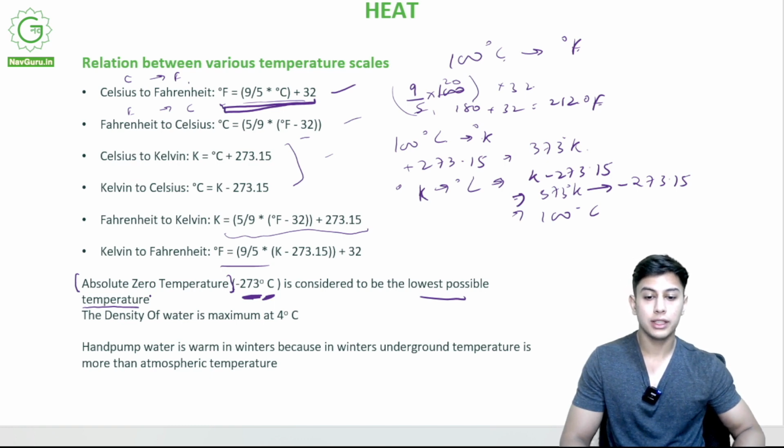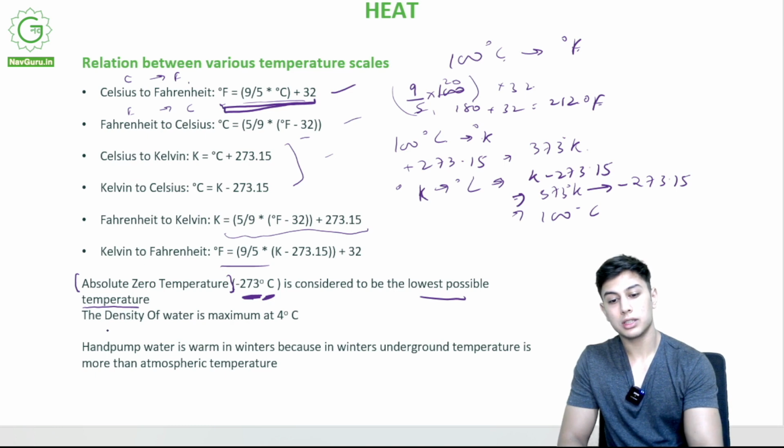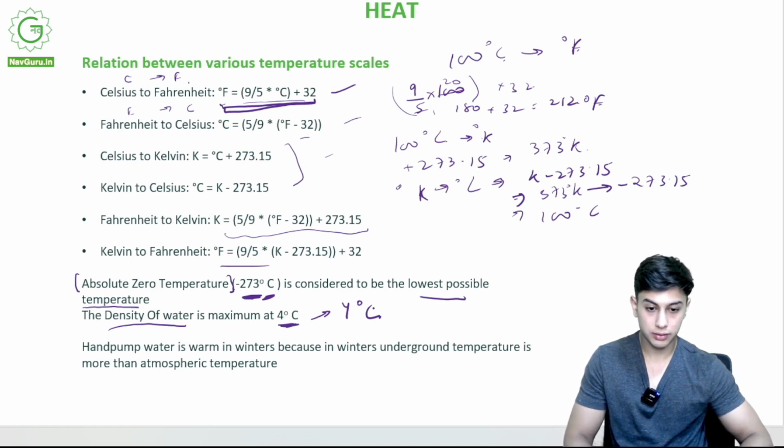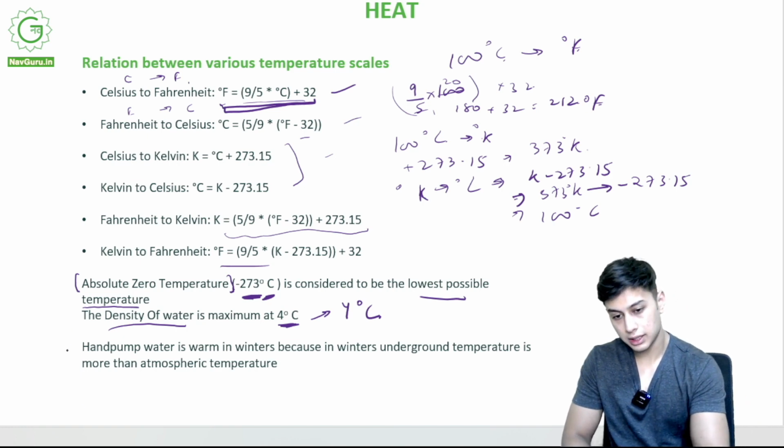What is the density of water? When is it maximum? Okay, density of water is maximum at 4 degrees Celsius. Hand pump water is warm in winters because, okay, so this is a case study.